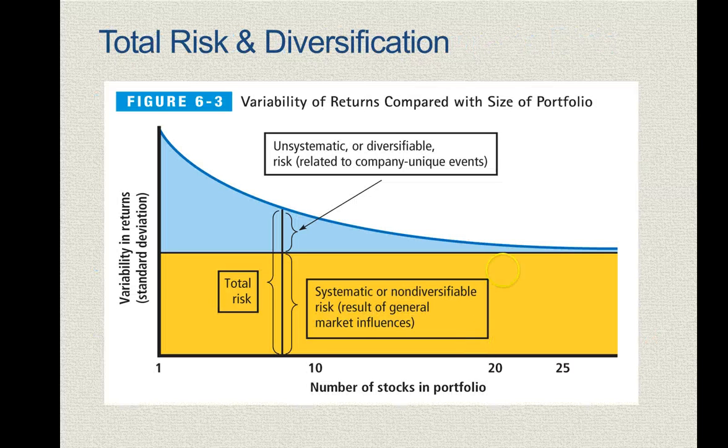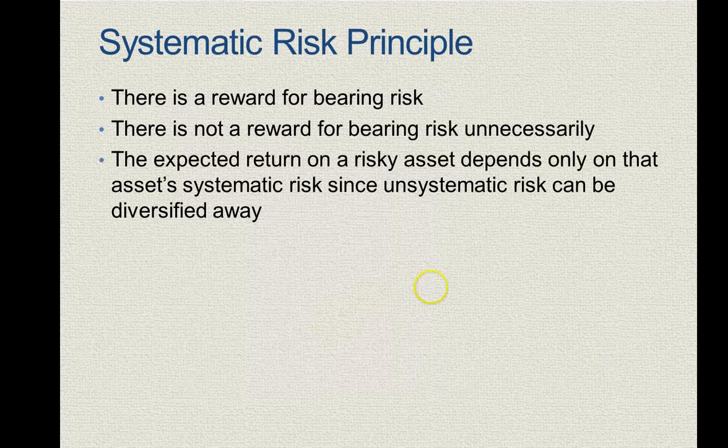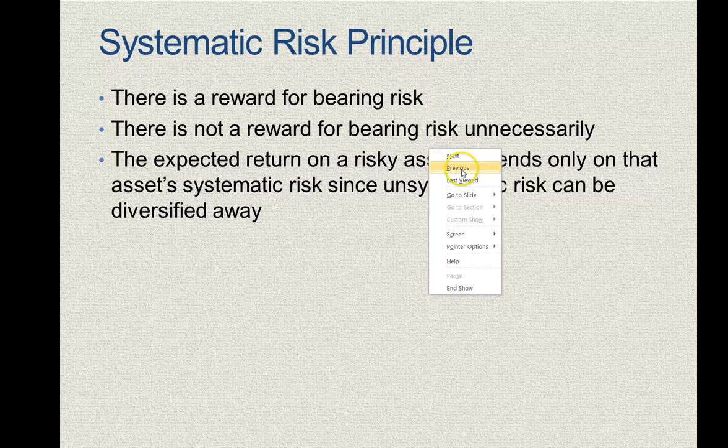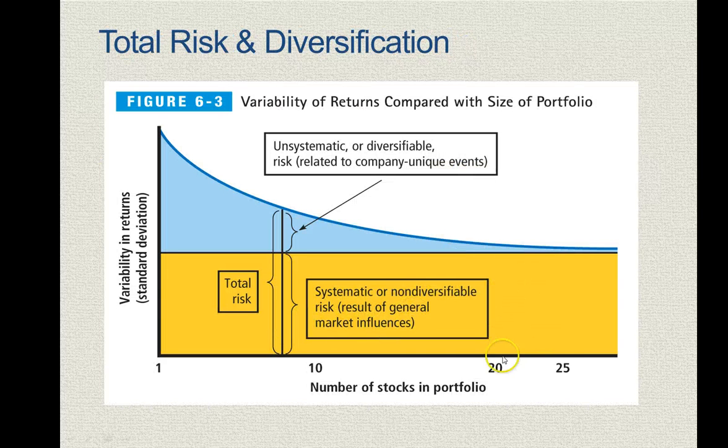So let's look at this chart to understand the benefit of diversification. The horizontal axis is the number of assets, the number of stocks in your portfolio. Generally speaking, the larger the number of stocks in your portfolio, the more diversified your portfolio is. The vertical axis is the risk, the standard deviation. You can see that this blue curve is downward sloping, which means the more stocks you hold in your portfolio, the lower the standard deviation.